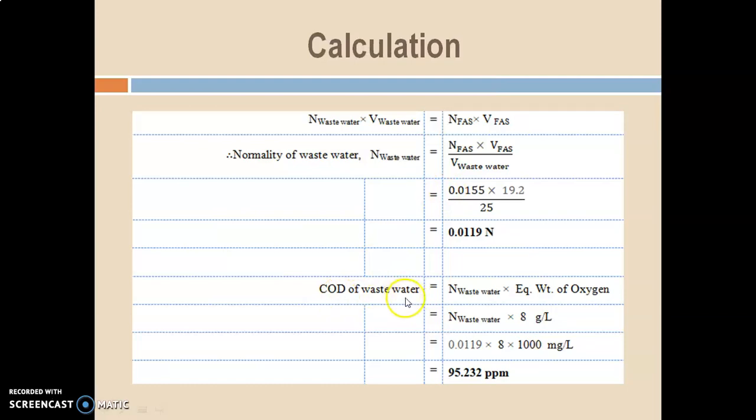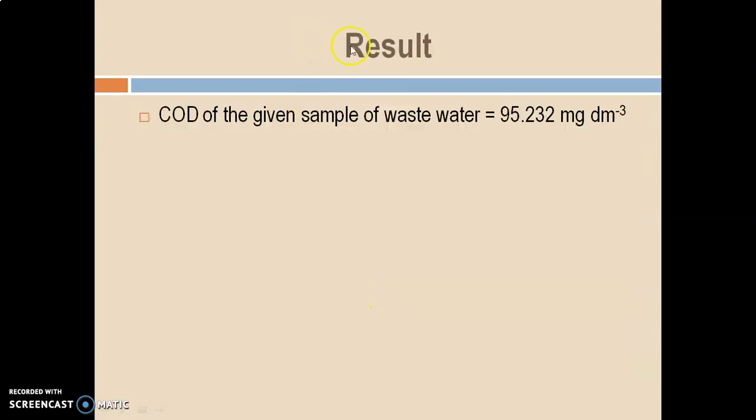The COD of wastewater can be calculated by knowing the normality of wastewater and the equivalent weight of oxygen, that is 8. For a liter, it will be the normality of wastewater into 8 into 1000. It gives 95.232 ppm as the value of COD obtained for the wastewater or water sample. So the result: COD of the given sample of water is 95.232 mg per dm cube.